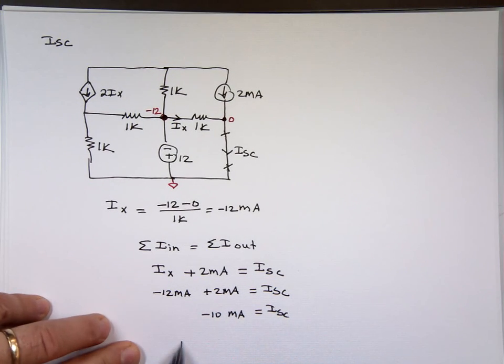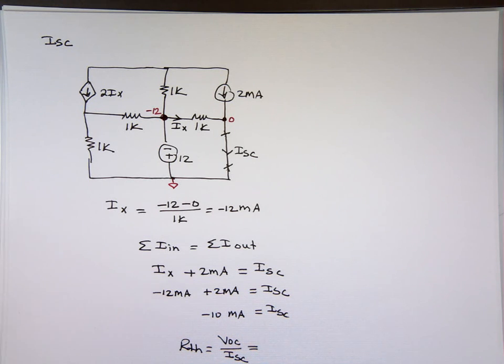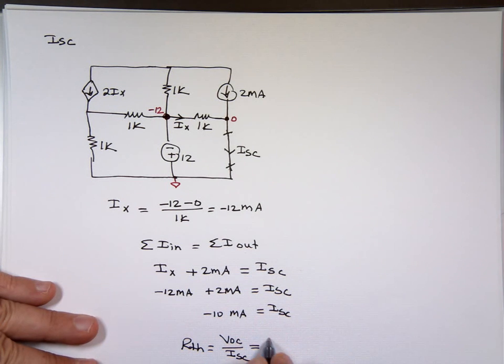R Thevenin is V open circuit over I short circuit. And V open circuit, what was it? Negative 10 volts. I short circuit, negative 10 milliamp. What's that? 1,000? 1K?